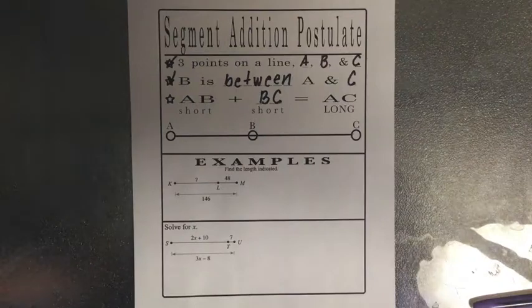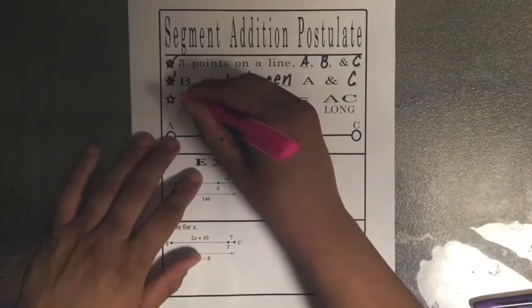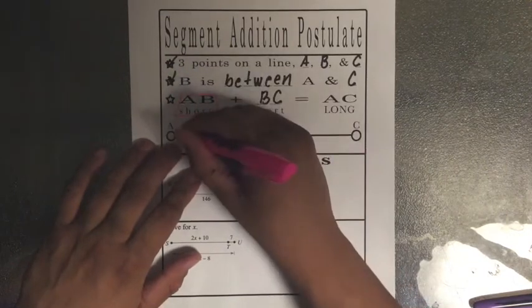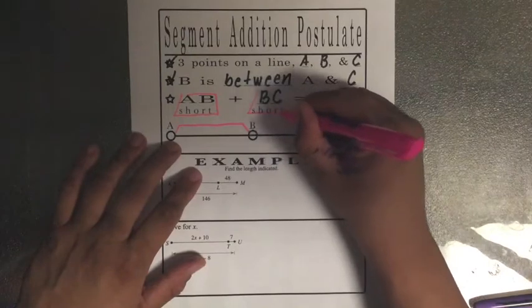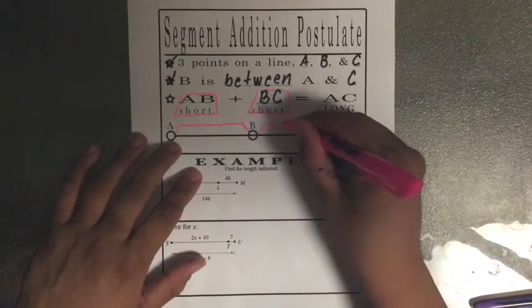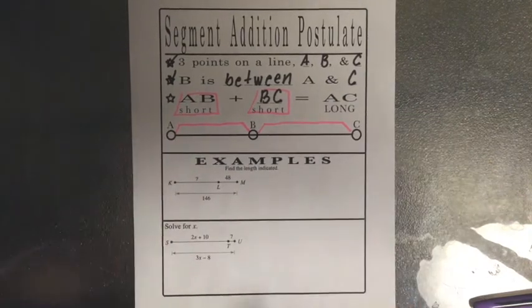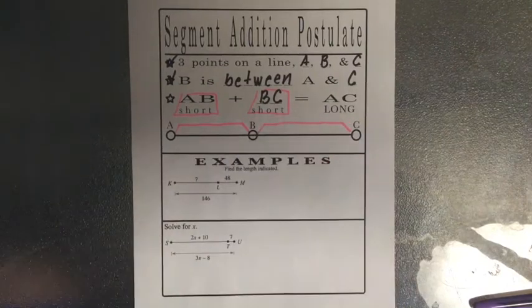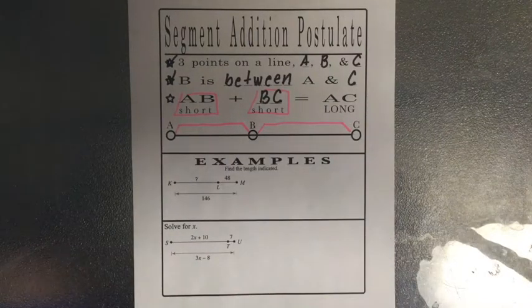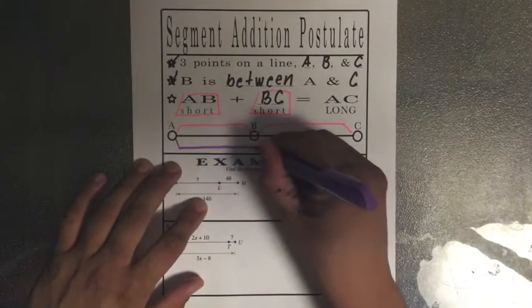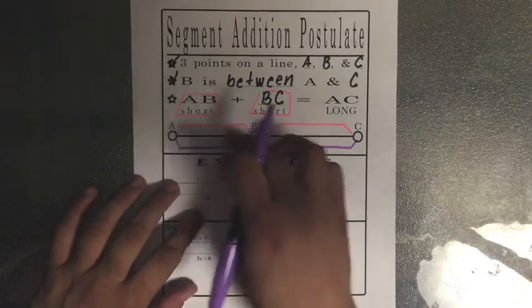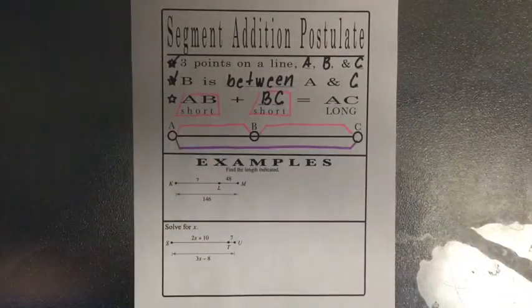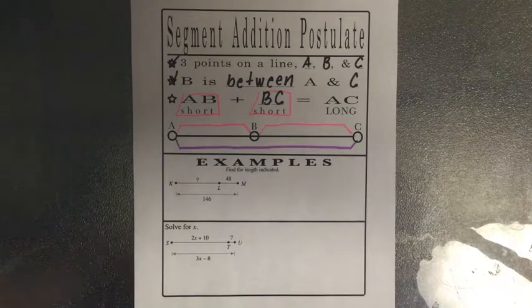If we see A to B here, I'm going to say this is the short segment. A goes to B, and B to C is another short segment. Now, I know this one is shorter than this one, but they are both not as long as A all the way over to C. If we add those two together, AB plus BC, they form the whole thing, AC. So let's see how it works out with the examples.